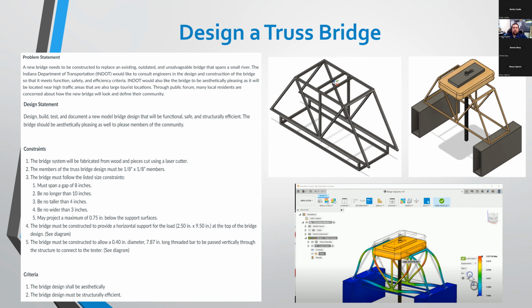The wood pieces are going to be cut. I usually buy a sheet of draft board or MDF, usually about 1/8 inch thick members, and give some of the size constraints as far as the span of the bridge, how long it can be, how tall it can be, no wider.